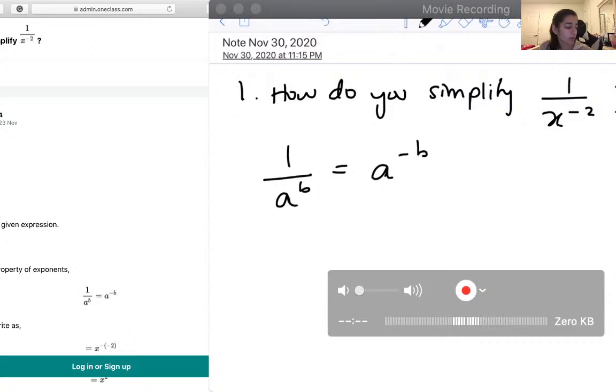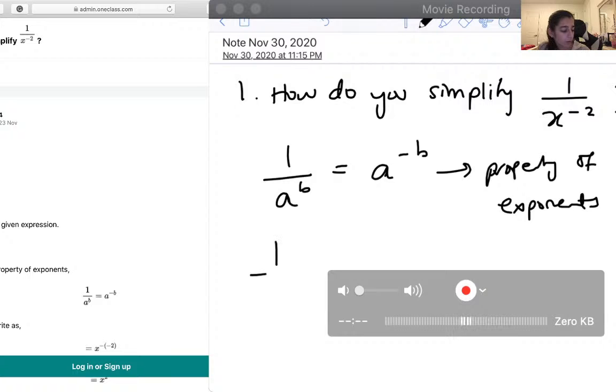So we're going to use this rule, properties of exponent, and put that into the question that we were asked. So 1 over x to the negative 2 would be the same as x to the power of negative 2. And negative times negative just equals a positive. So that equals x to the power of 2.